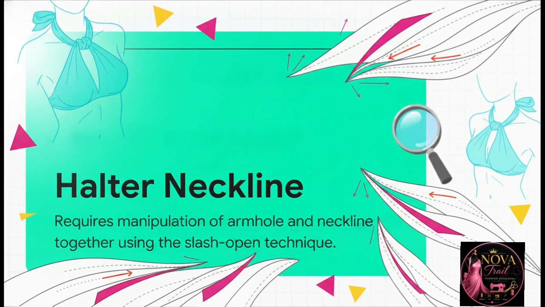Rounding out the top 7 is the halter. This one is advanced because you aren't just altering the neck, you are manipulating the armhole and the neckline at the exact same time. It relies heavily on those slash-open manipulation techniques we covered earlier to create a shape that sweeps upward and ties behind the neck.